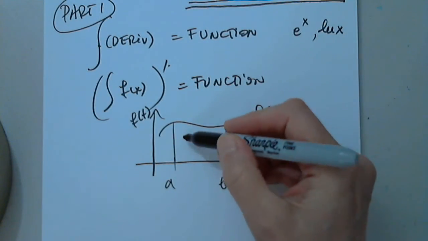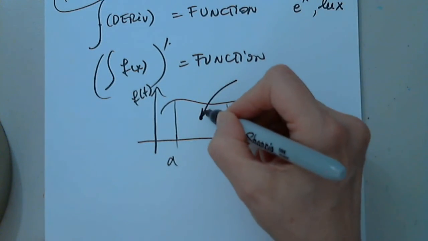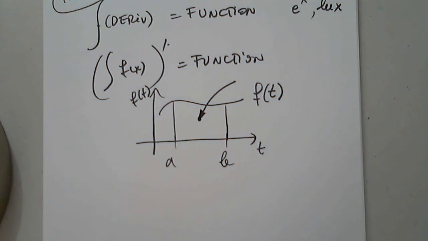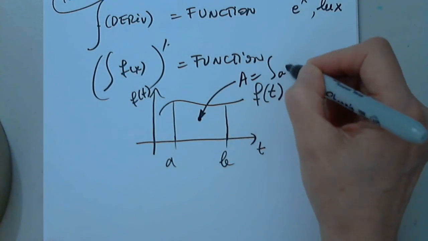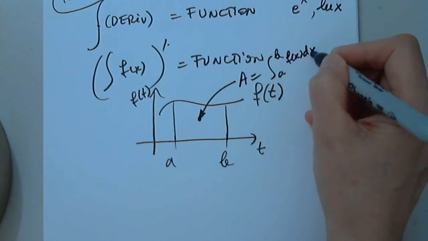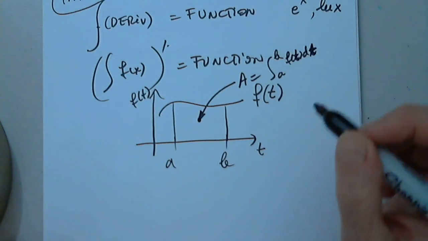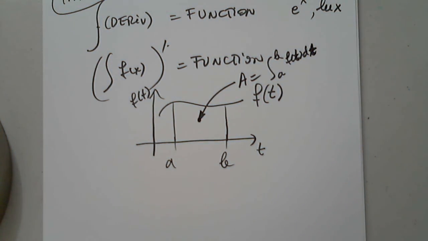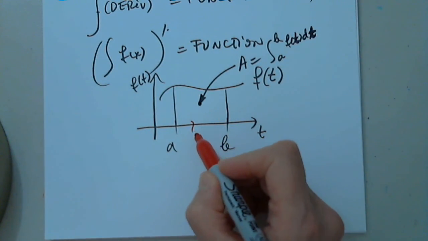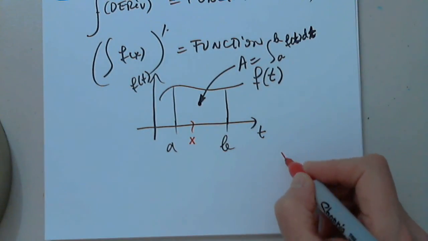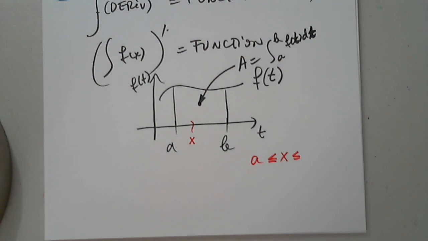So this is the area under the graph. Of course we know this already, that this is the area and this is the integral from a to b of f(x) dx. Of course, f(t) dt. That's what we have now. Okay, so now let's say that I have x, and x is a number between a and b.